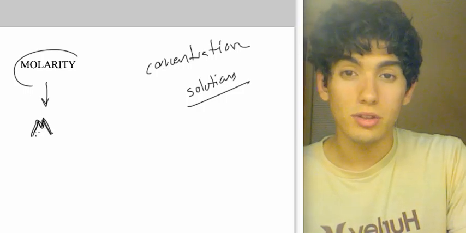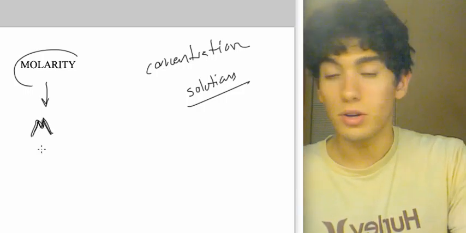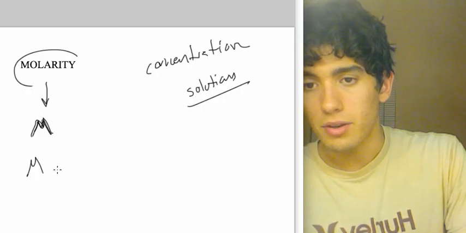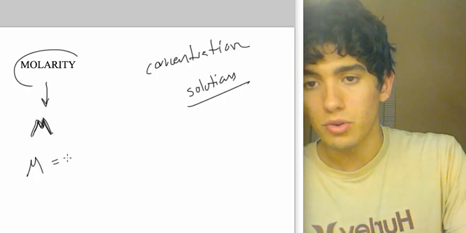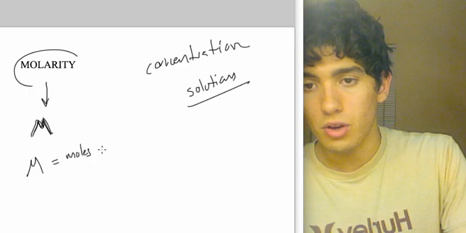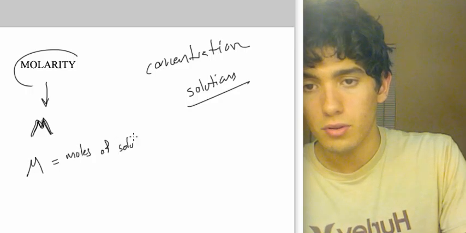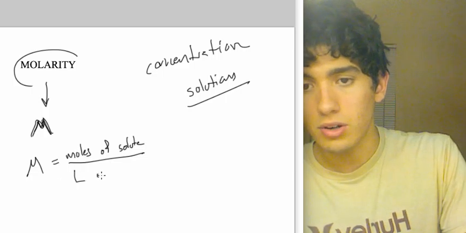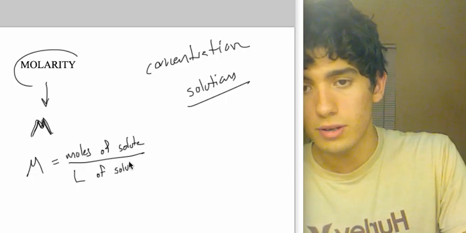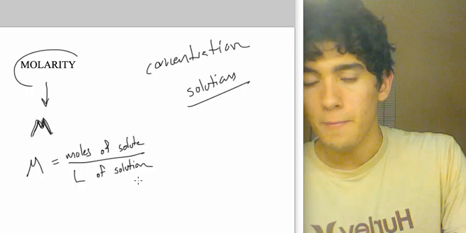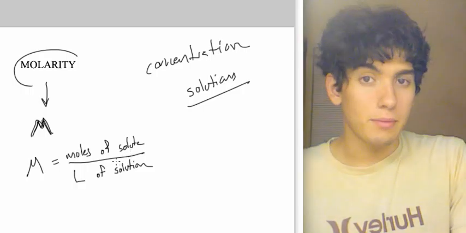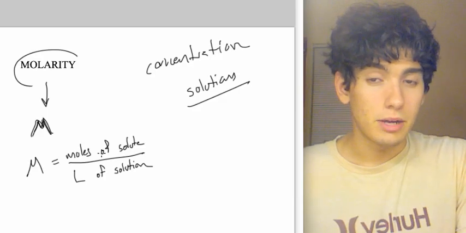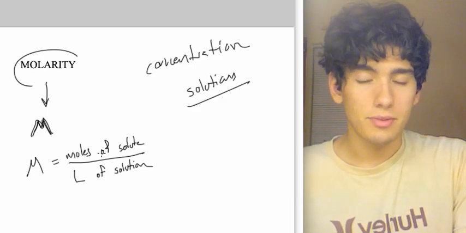Before we go any further into molarity, we should first discuss the formula of molarity. And yes, there is a formula, but it's very simple, so you shouldn't be too worried. So molarity, again denoted by capital M, equals the moles of the solute divided by the liters of the total solution.